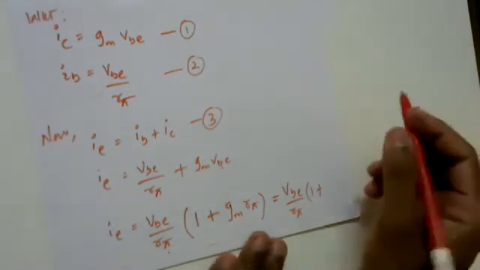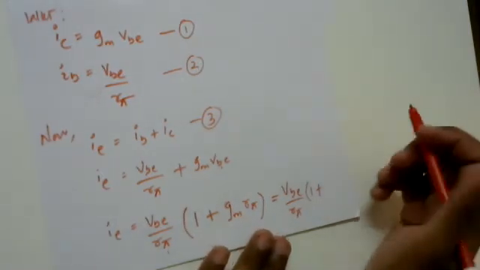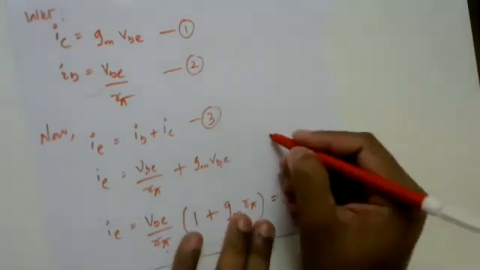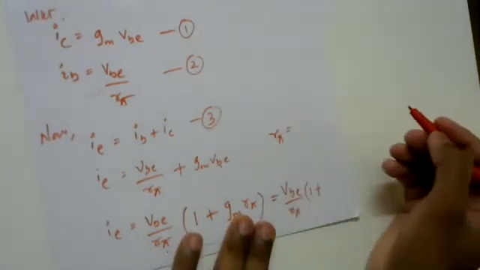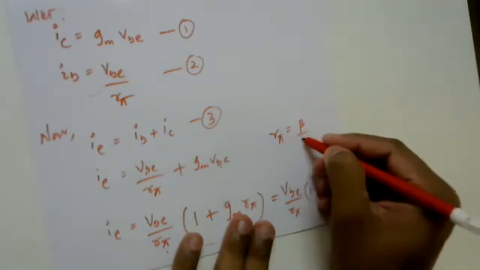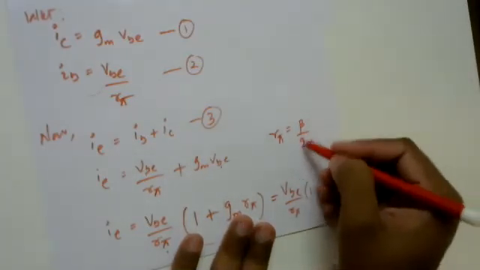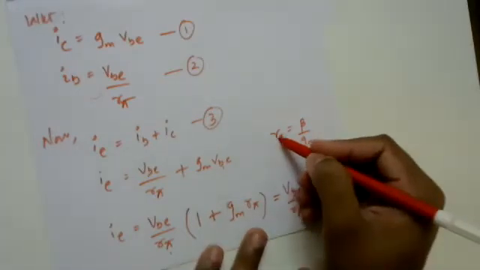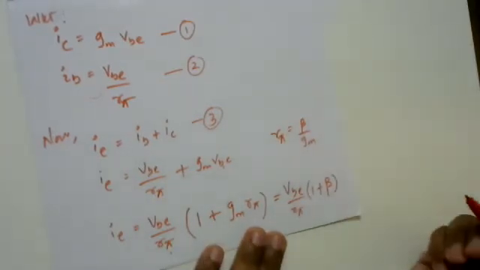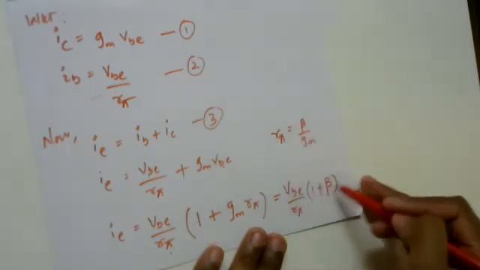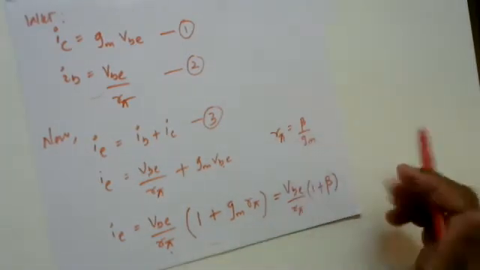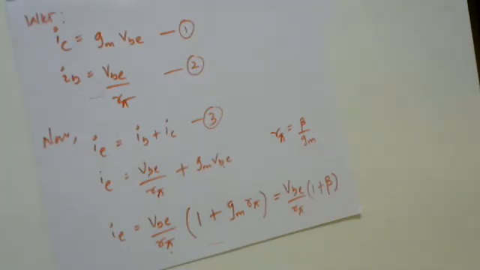Okay, for your kind information, I can just say that my R pi can be defined as beta times that of 1 by GM, that's beta by GM. So it means I can write this GM into R pi as beta. I can write this as beta. So I can write this R pi into GM as beta. Then once I'm able to write this equation as IE is equal to VBE by R pi into 1 plus beta.